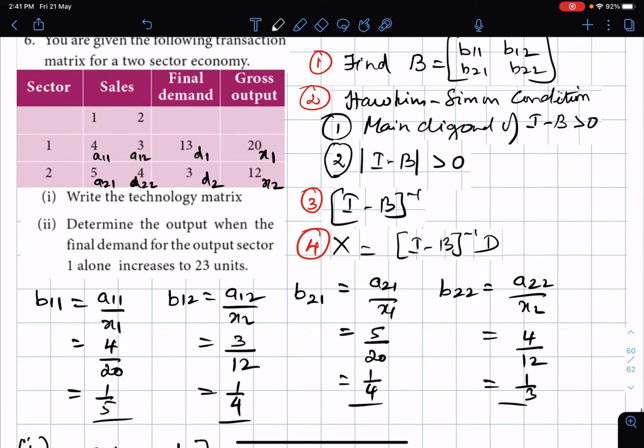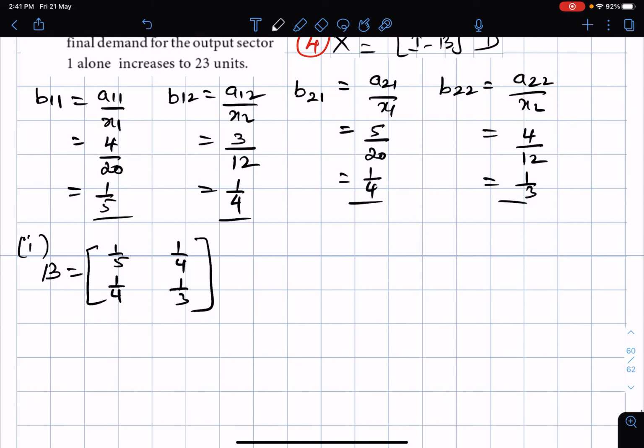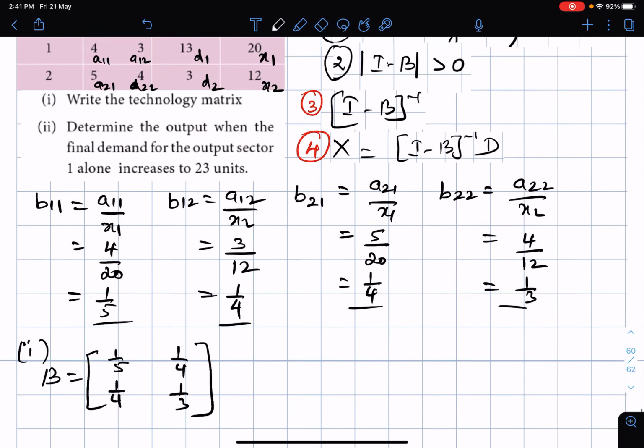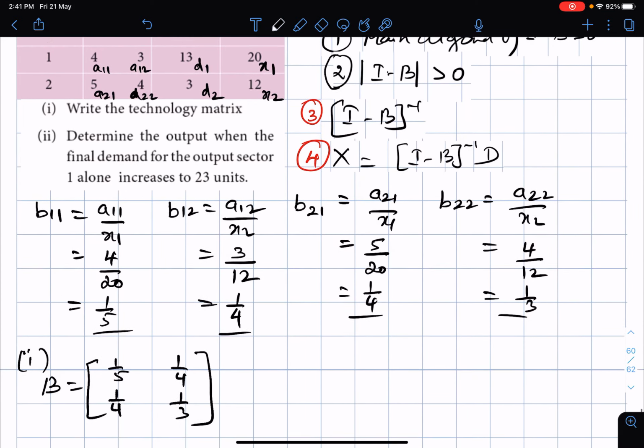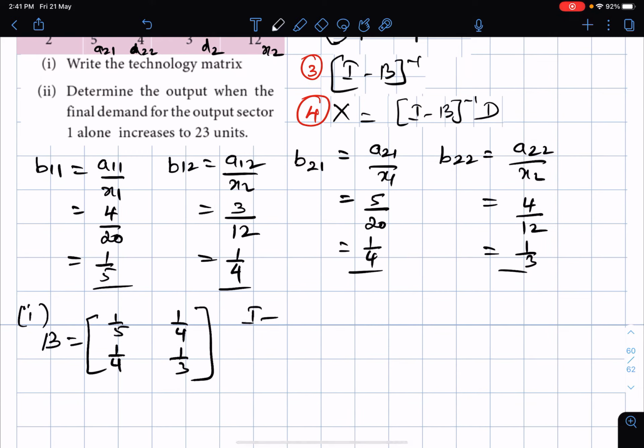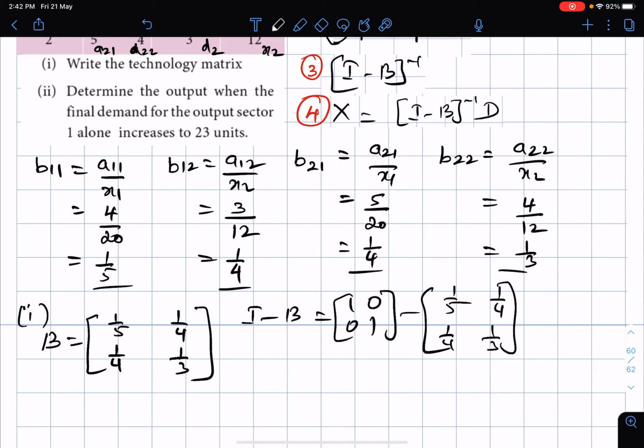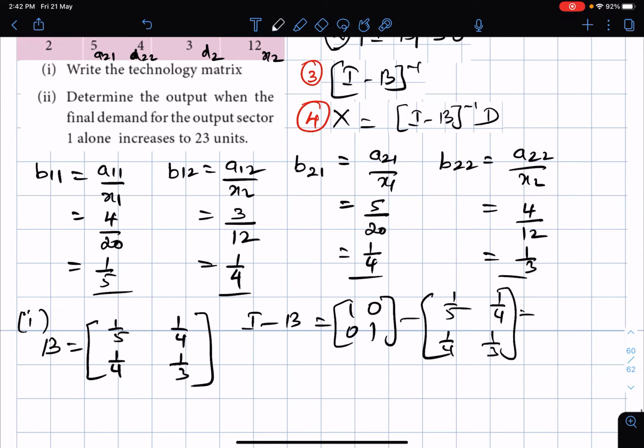Then next we are going to verify your Hawkins-Simon condition. For that you have to find out I minus B, isn't it? So next comes our I minus B, that is equal to 1 0 0 1 minus our B, 1 by 5, 1 by 4, 1 by 4, 1 by 3. You are going to get 1 minus 1 by 5, so it is going to be 4 by 5, minus 1 by 4, minus 1 by 4, and this is going to be 2 by 3. This is our I minus B.